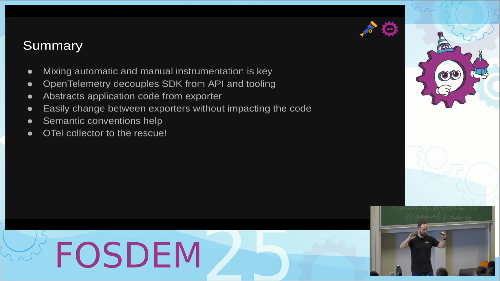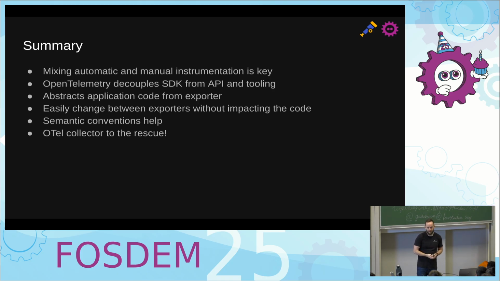Okay, so as a summary, if I want to give you some takeaways, or I would like you to take some things home: try to mix both worlds, because automatic instrumentation is also nice, but now hopefully you know a bit how to do a manual one. OpenTelemetry will help you decouple the SDK from the API, so you can abstract your business logic from where you are exporting data and change the exporters. And semantic conventions, don't forget them, they are super important because they help us to correlate all the data and understand what the hell is going on.